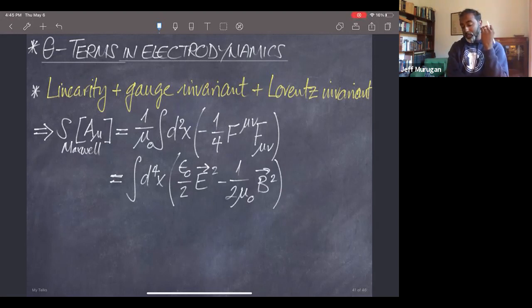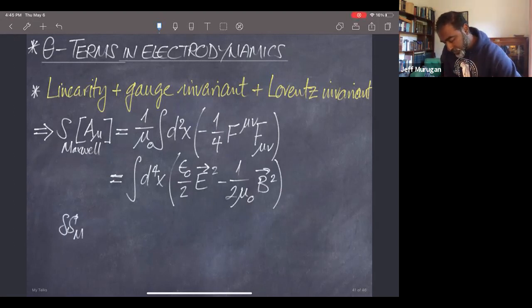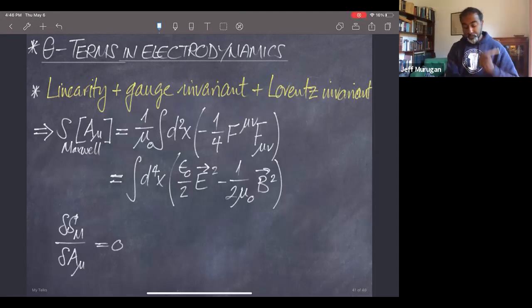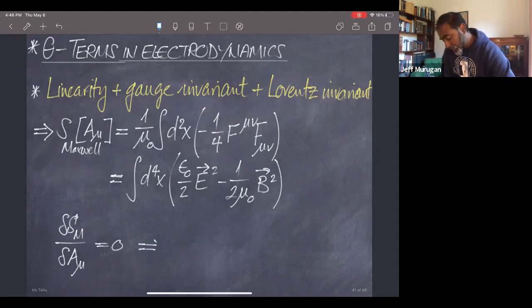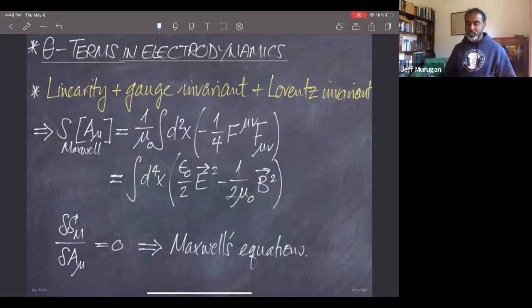And the key thing here is that if you look at the variation of this action with respect to A mu, then the equations of motion, the Euler-Lagrange equations of motion, are nothing but the Maxwell equations. So in other words, if I go delta S Maxwell by delta A mu, and I set that equal to 0, so this is the variation of the action with respect to the 4-vector potential, I get Maxwell's equations. So this is a very clean, compact way of writing down Maxwell's equations.